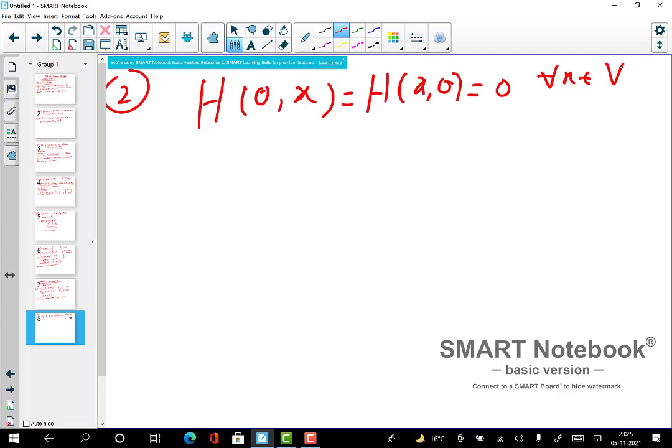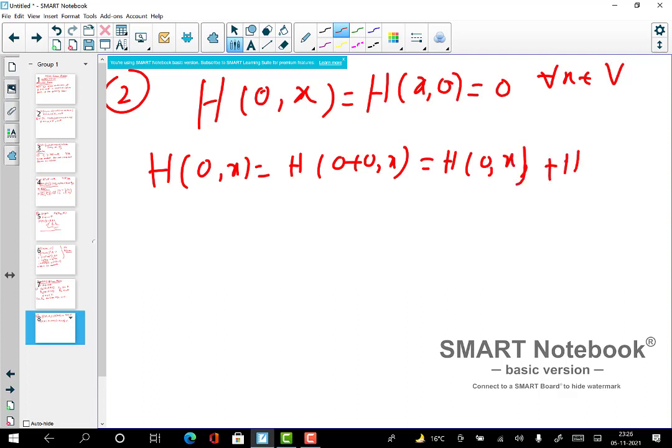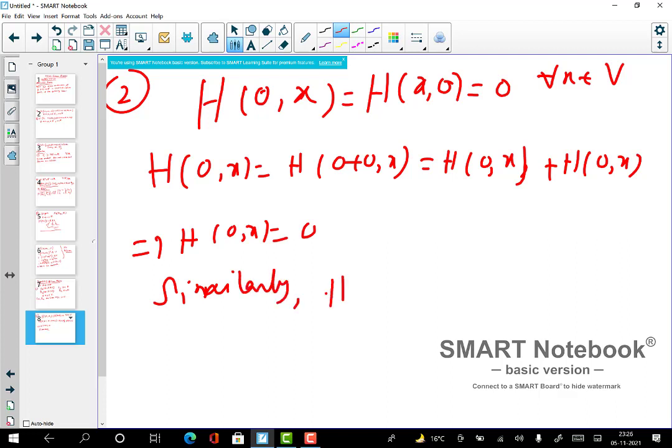Why is this property 0? You know that this map is linear in both arguments, so you can easily write it down. h of 0, x is nothing but h of 0 plus 0 comma x, so this is nothing but h of 0, x plus h of 0, x. And hence this cancellation property tells you that h of 0, x equals 0. Similarly you can do the same thing on the second coordinate: h of x, 0 is nothing but 0.